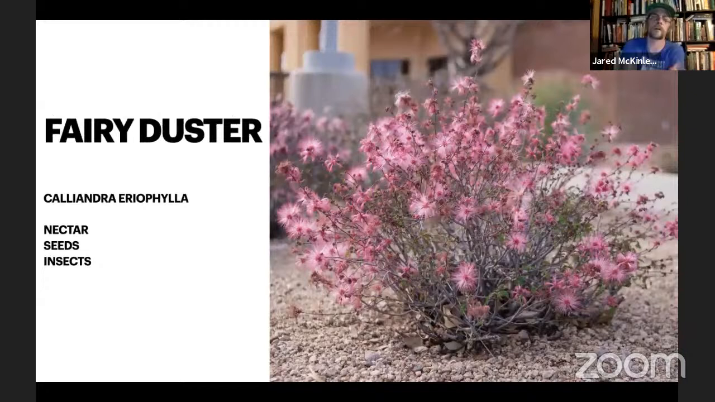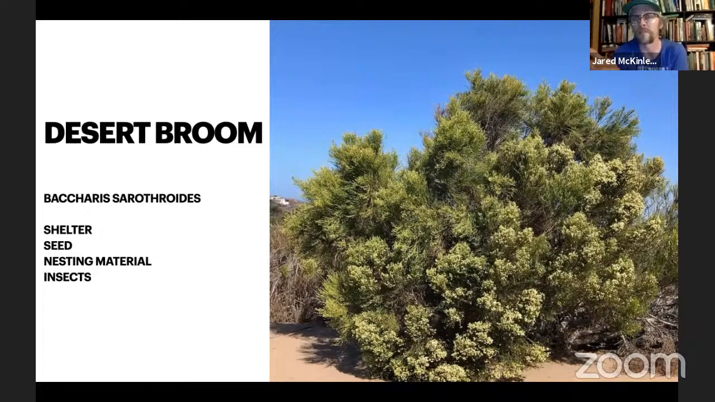Fairy duster, another hummingbird plant, another insect-gleaning plant. And I think quail take advantage of the seeds on this plant too. It's a legume, and the seeds are eaten by certain types of birds. Everyone should have a fairy duster, especially the pink one, because it's a must-have for Tucsonans. If you're a real Tucsonan, you've got a fairy duster. I don't know why I said that, but I believe it though.